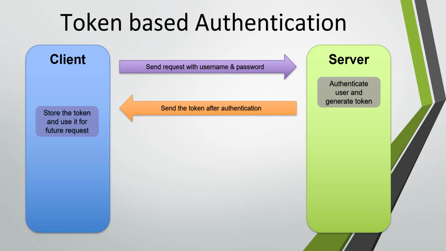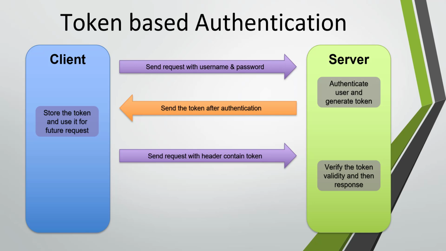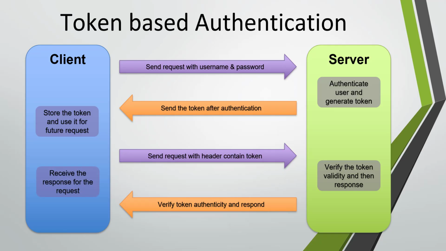Once the client receives the token, it is going to store that token and attach it to all the subsequent requests. So for the next request, the client is going to attach the token instead of username and password and send it back to the server. Here again, the server will verify the validity of the token, and based on the validity of the token, it will respond back to the client. And this is how the client will receive the response for its request. So this is how the token-based authentication flow works.